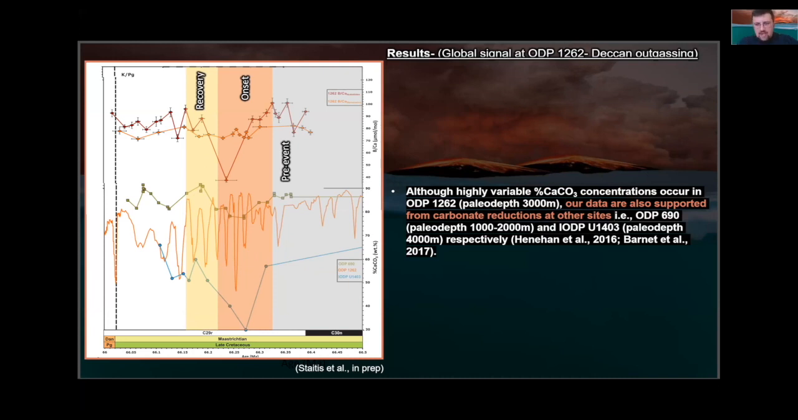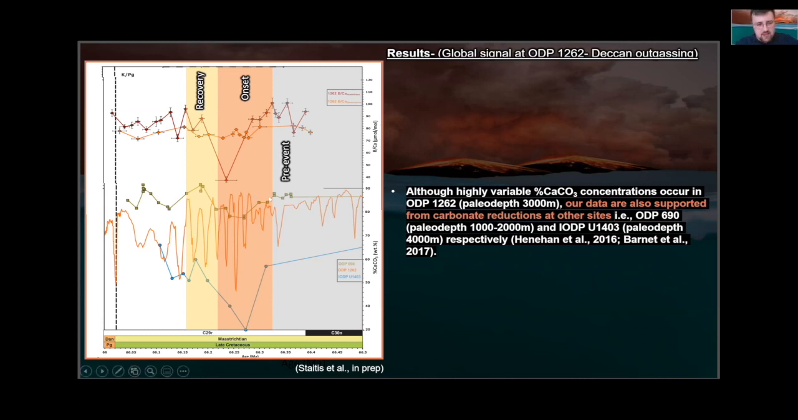And although we had that unusually high sedimentation rate and high amount of calcium carbonate within our core at 1262, our data is in fact backed up by other calcium carbonate percentage data sets from the same interval at other deep sea sites. We actually see that where we expect our oceans to start becoming more acidic, we are seeing, for example, in ODP 690, a decline, and a very abrupt decline in ODP 1403.